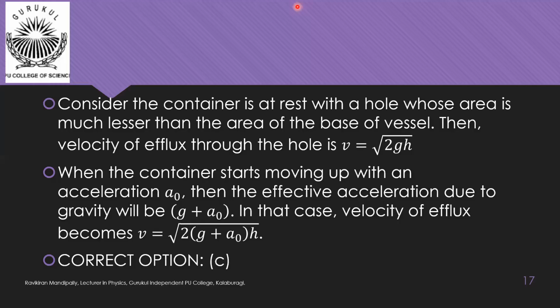So if the container is at rest or in motion with uniform velocity, in that case v will be equal to root 2gh, this expression for velocity of efflux through a hole. But if the container is moving either up or down with acceleration, then this g will be replaced by g plus a in case of the container accelerating up, and g will be replaced by g minus a if the container is moving downwards. This you need to keep in mind.